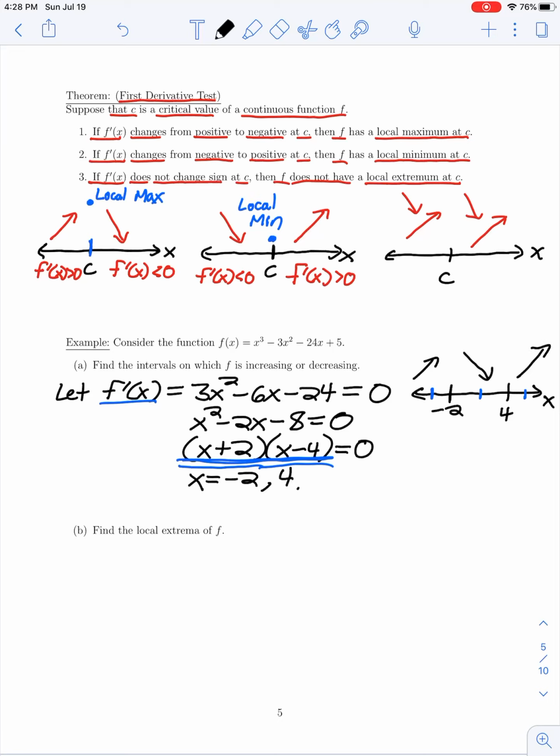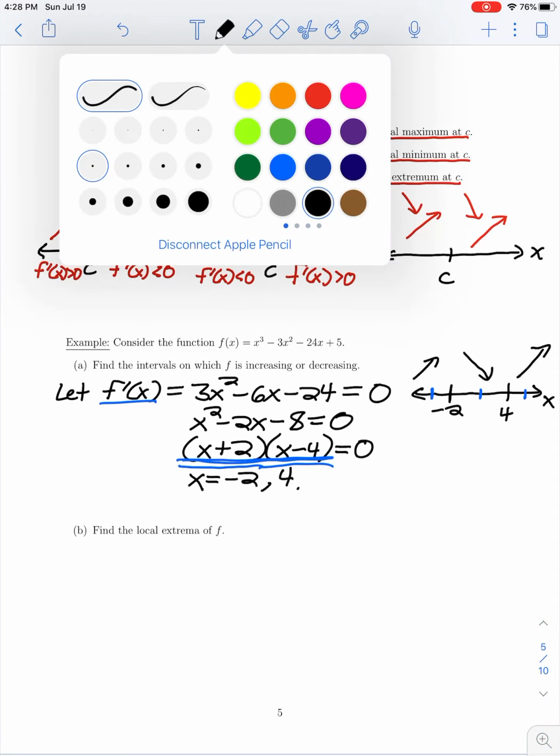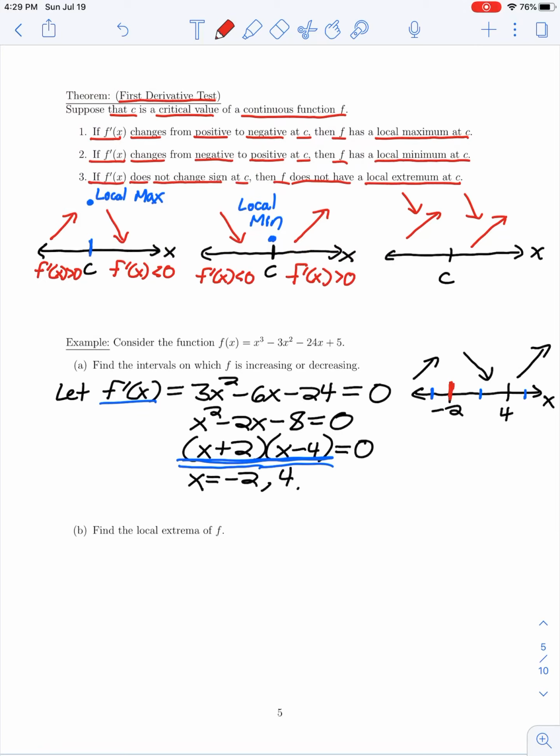So we see from inspection here that we change from increasing to decreasing at x equals -2. So we're going to have a maximum at that point. And we've changed from decreasing to increasing at 4. So we're going to have a minimum at that point.